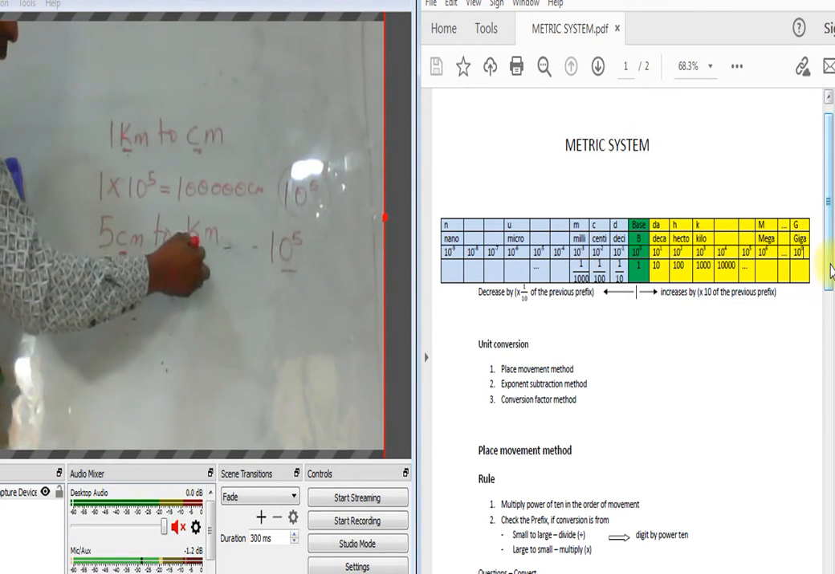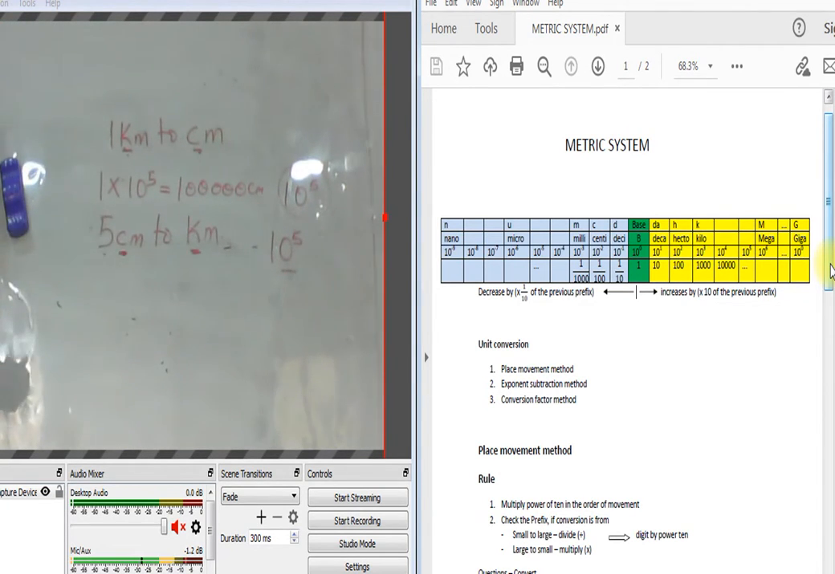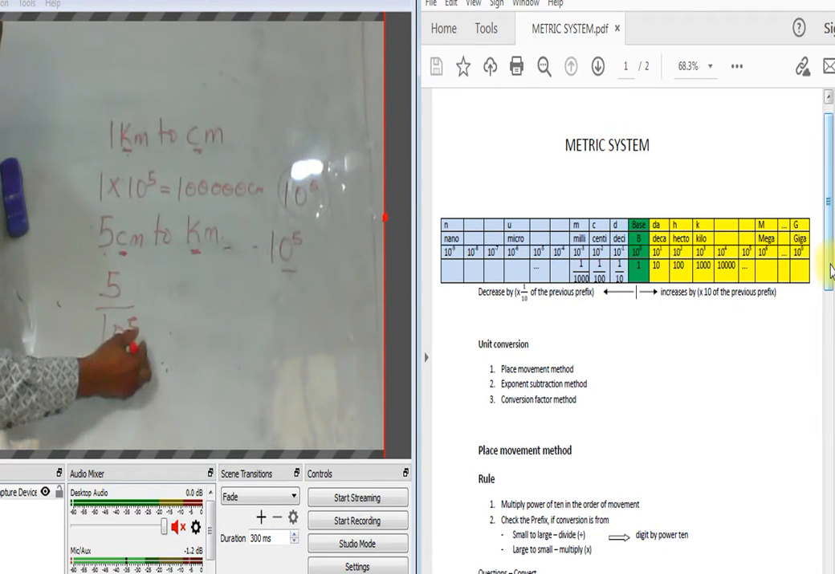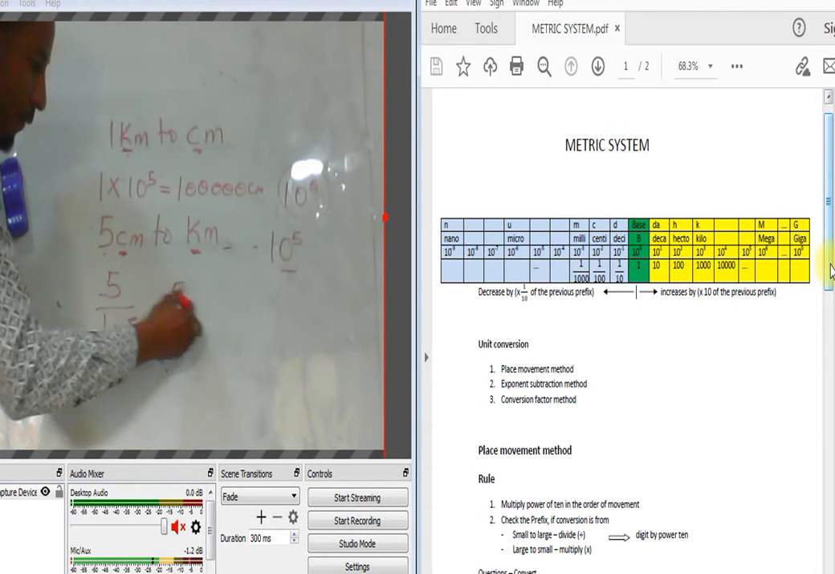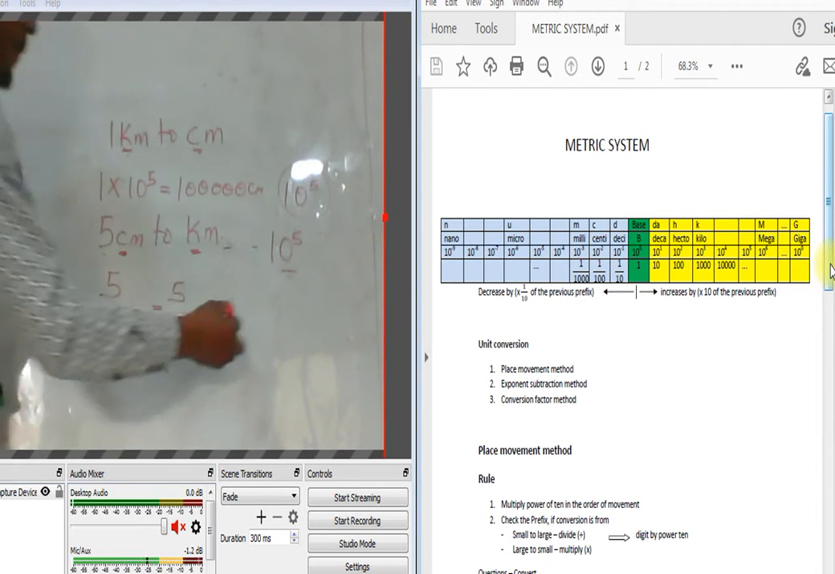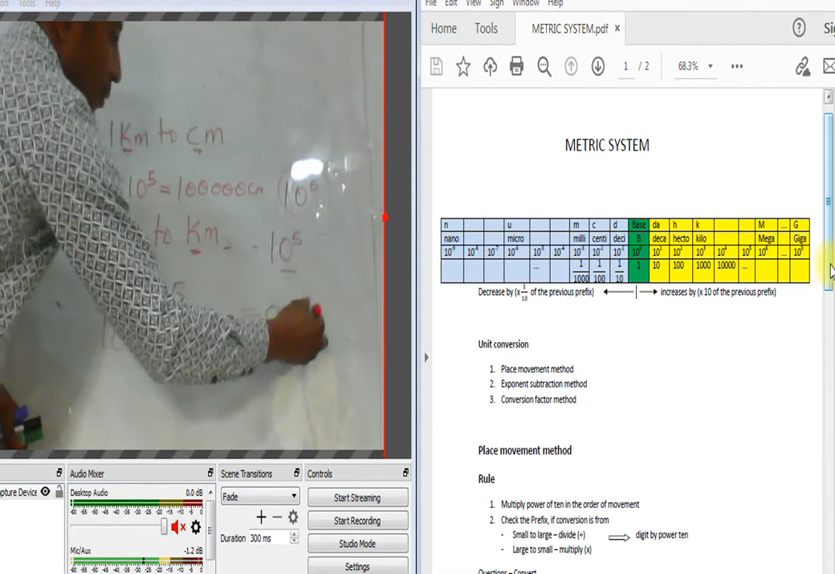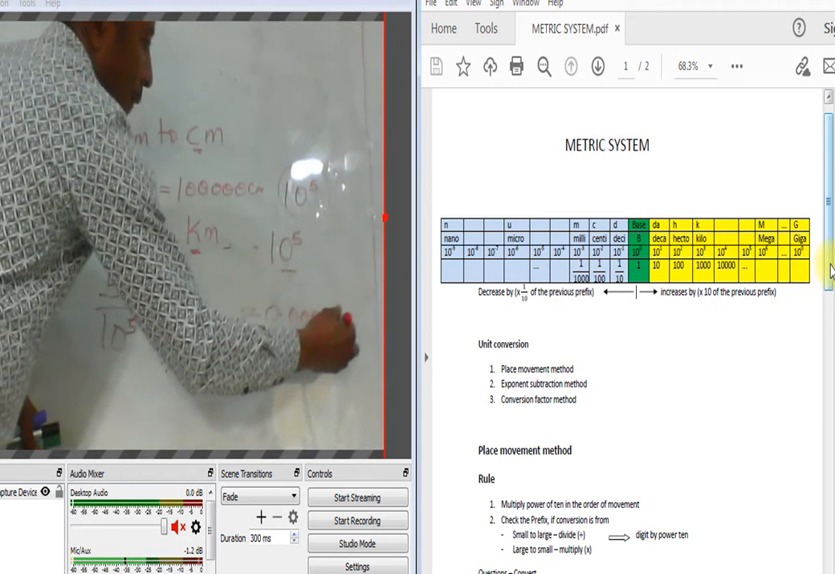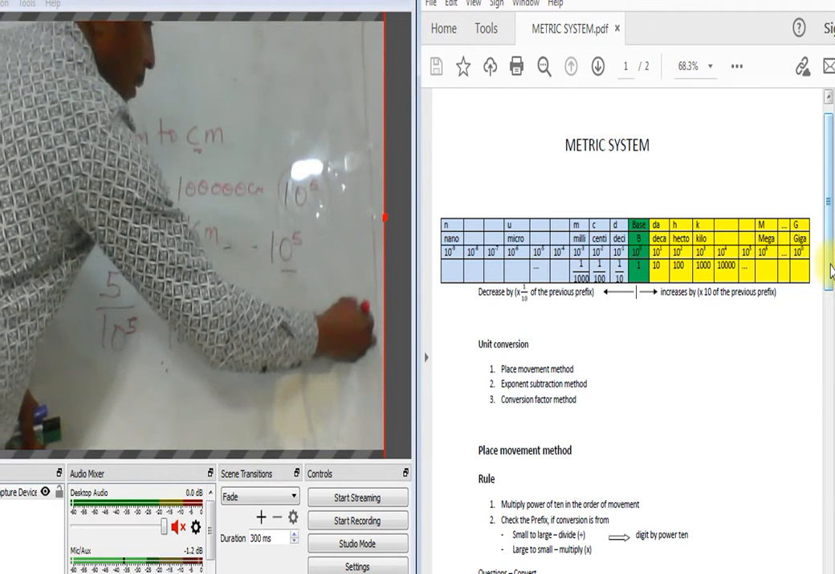Centi, small, to kilo, a bigger prefix, so I divide, right? Remember, we say from small to bigger prefix, we divide. So I'm going to divide this number by 10 to the power of 5, which is the same thing as 5 divided by 100,000. And now I have 0.00005 kilometer.